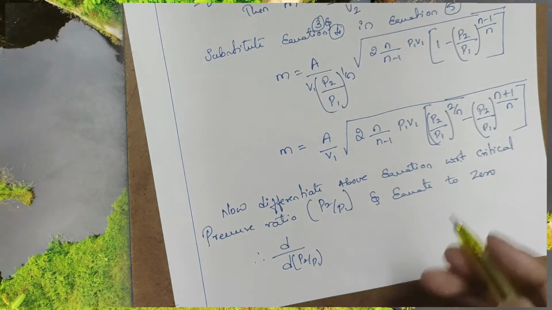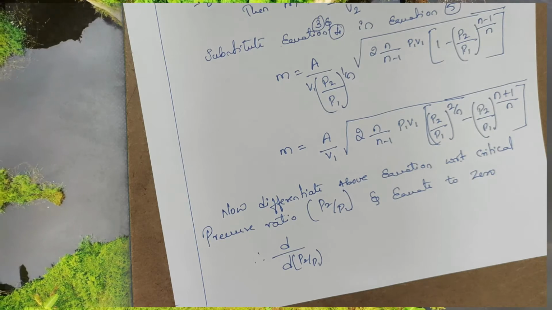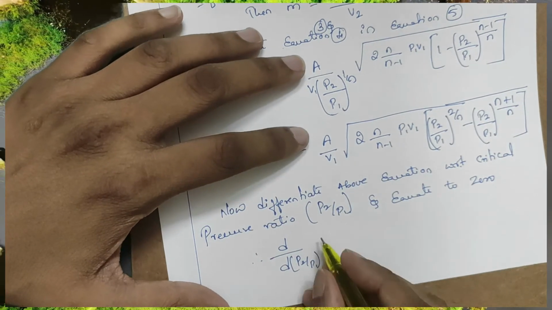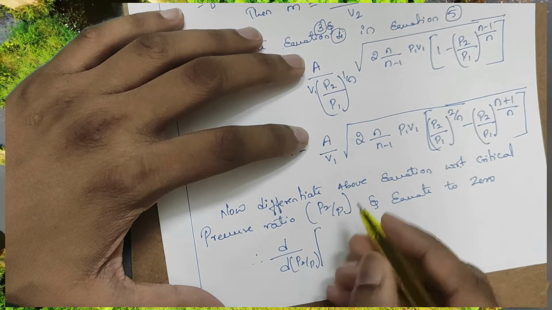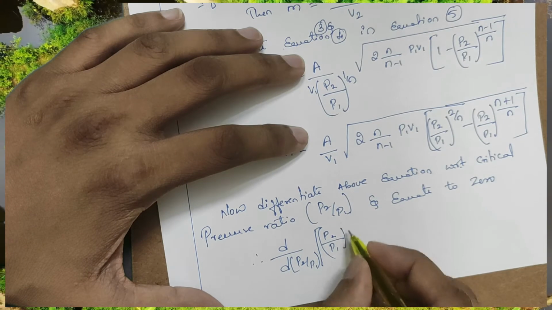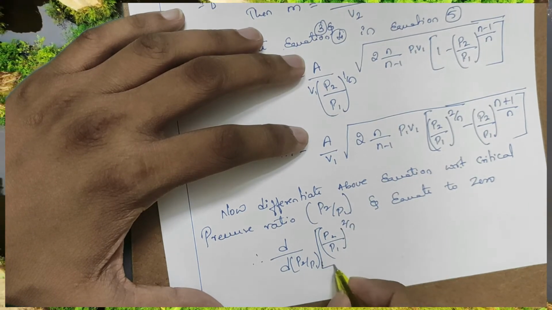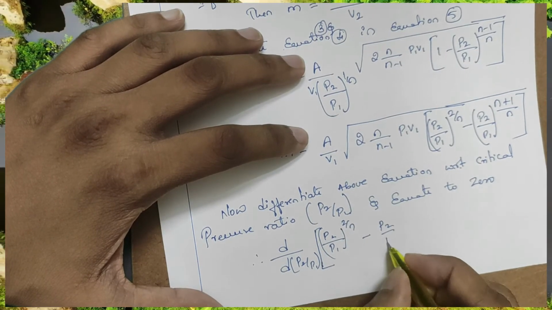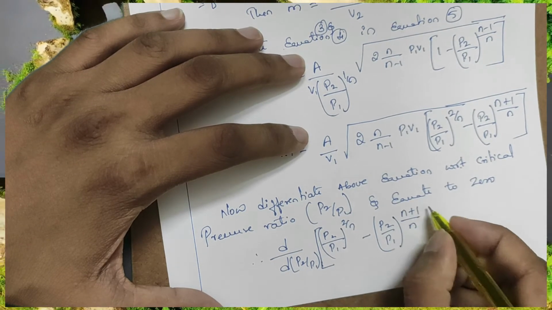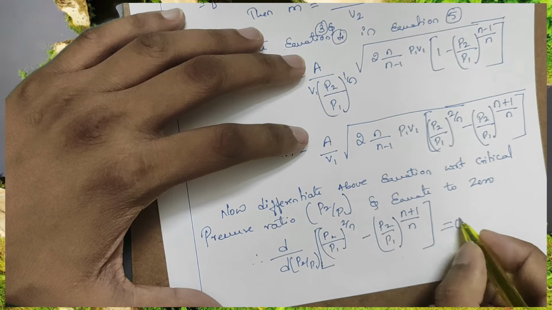So only the P2 by P1 term is equal to 0, the others are not equal to 0. That's why I will not consider those; I'll consider only P2 by P1. Even the square root term is not equal to 0, so I'm not considering it. P2 by P1 to the power (n plus 1) by n equals 0.